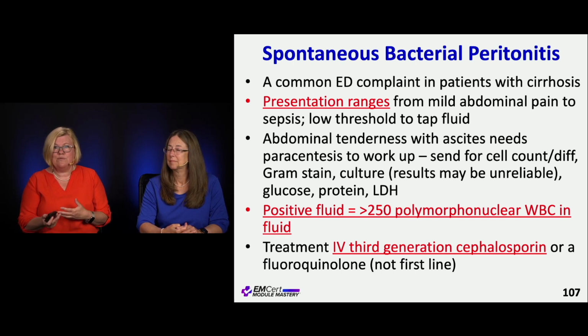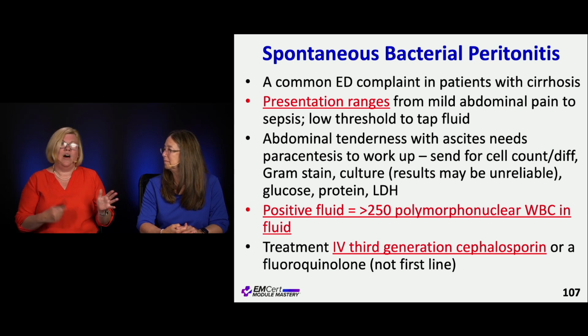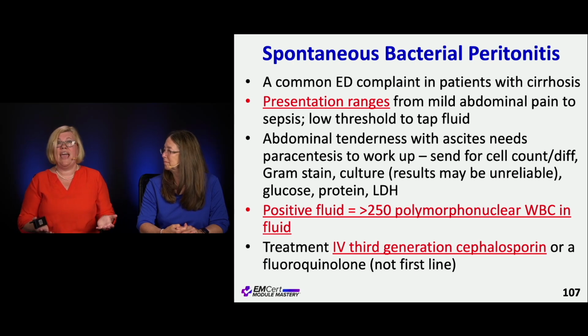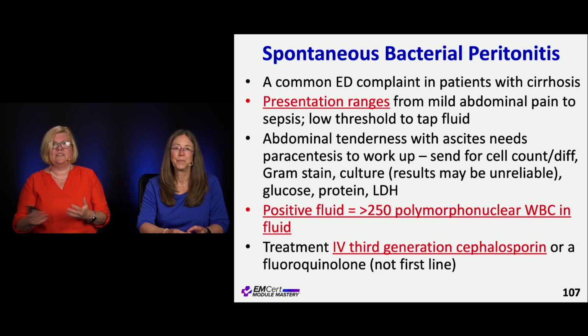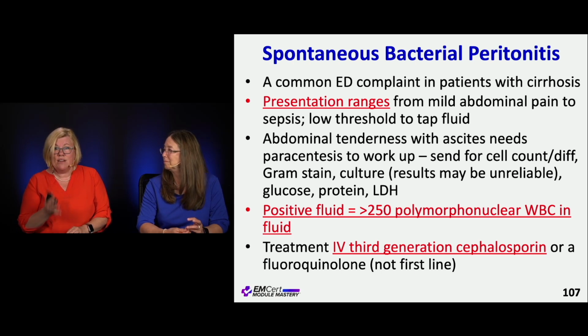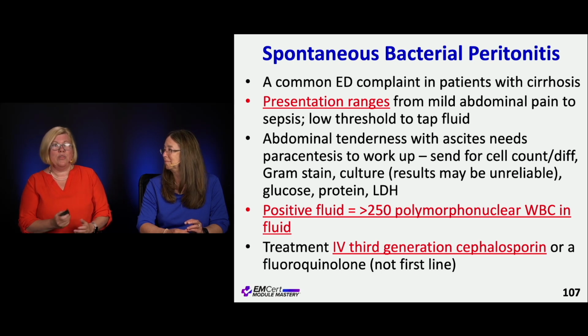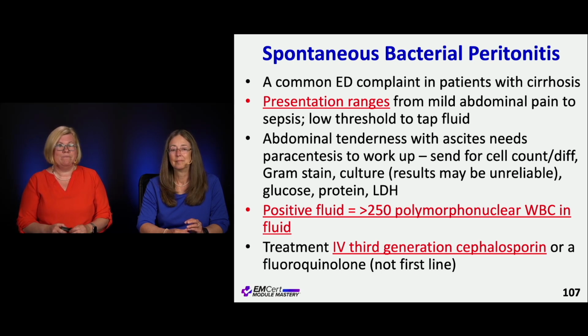And what do we send that fluid for? We send it for cell count and differential, gram stain and culture. Sometimes we also send it for glucose, protein, albumin and LDH. There's a lot of things you can send, but certainly the cell count is something we all depend on to rule this in or out. And what is that positive number you're looking for? It's 250 white cells in the fluid, the PMNs that you see. 250 is your cutoff. If you see that, you get on board as quickly as possible your IV cephalosporin or a fluoroquinolone, but that third generation cephalosporin is generally where we go.